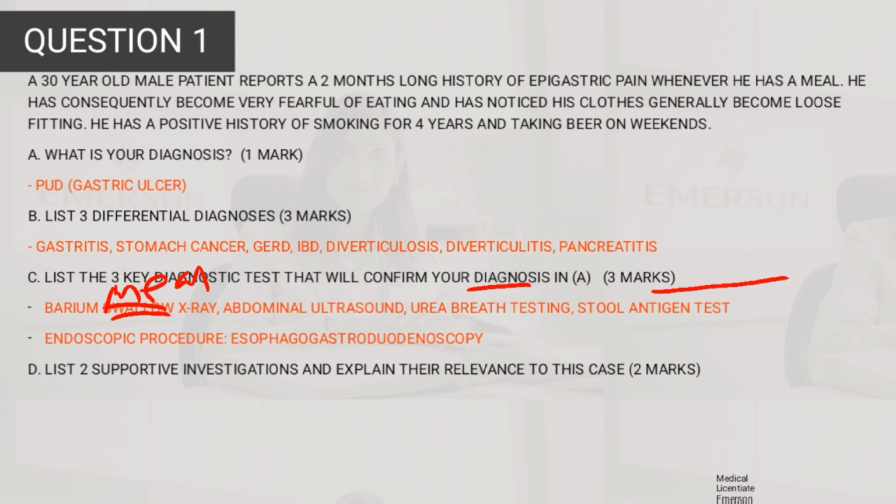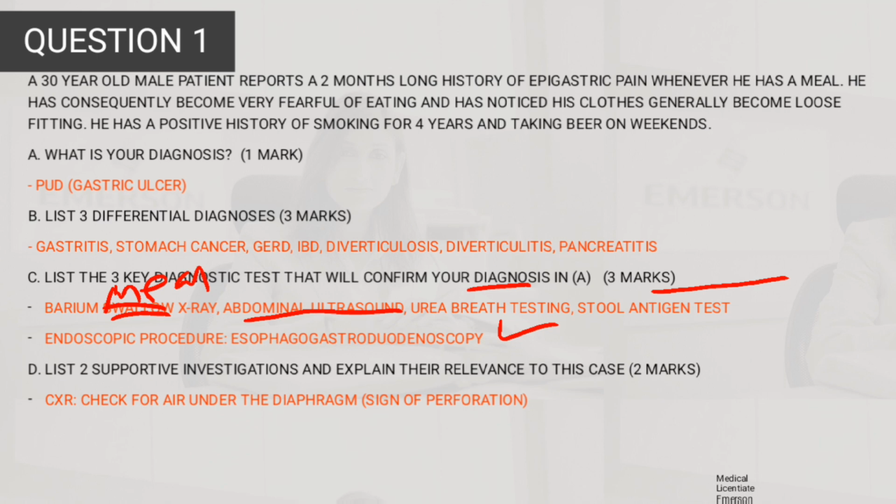Then endoscopic procedure, you can do esophagogastroduodenoscopy as the confirmatory diagnosis. So this is a definitive diagnostic test. Okay, then the supportive investigation, this is where the abdominal ultrasound is going to come in.